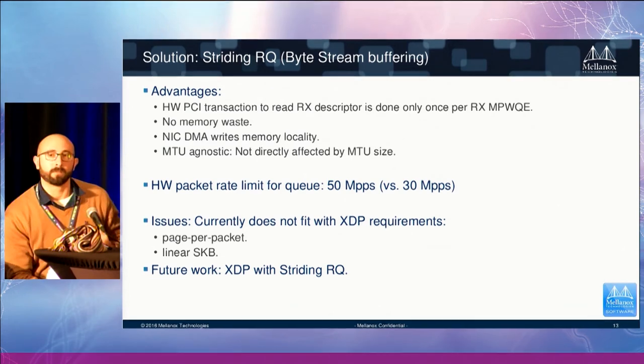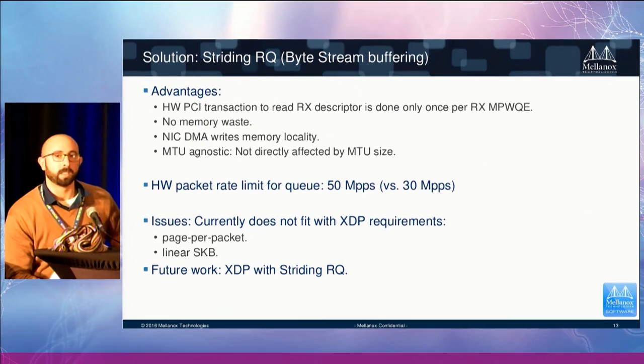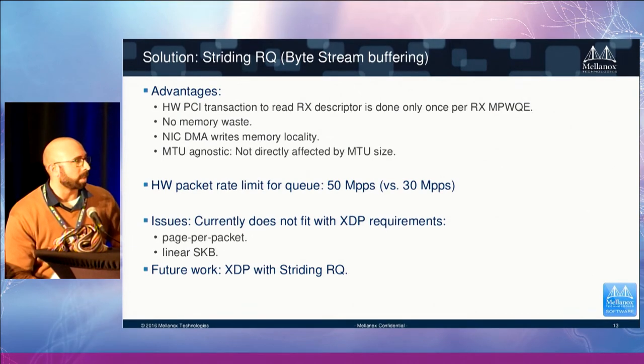Another thing is that in hardware we have a higher limit for the packet rate per queue. For a single ring we have 50 million packets per second, while we had 30 million with the other type of RQ. We still have issues when it comes to fitting this with XDP. This does not fit the requirements of page per packet or linear SKB, because here we use nonlinear SKBs. So we will take this as future work.